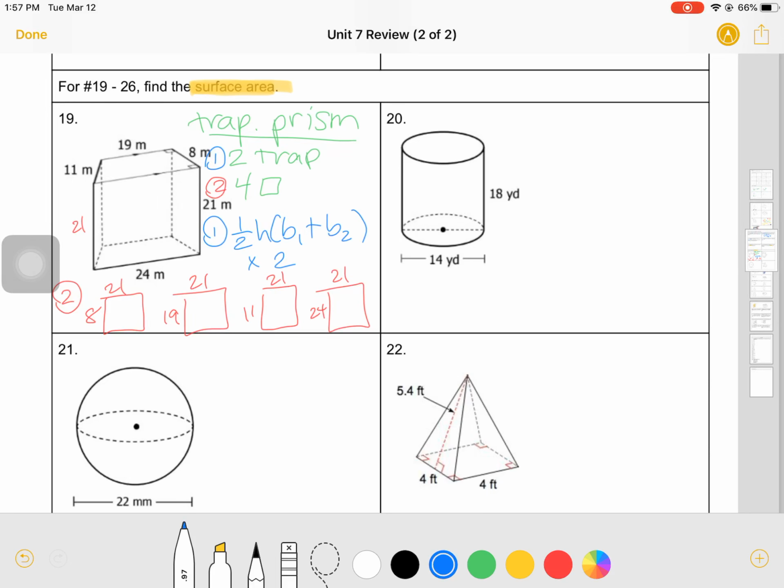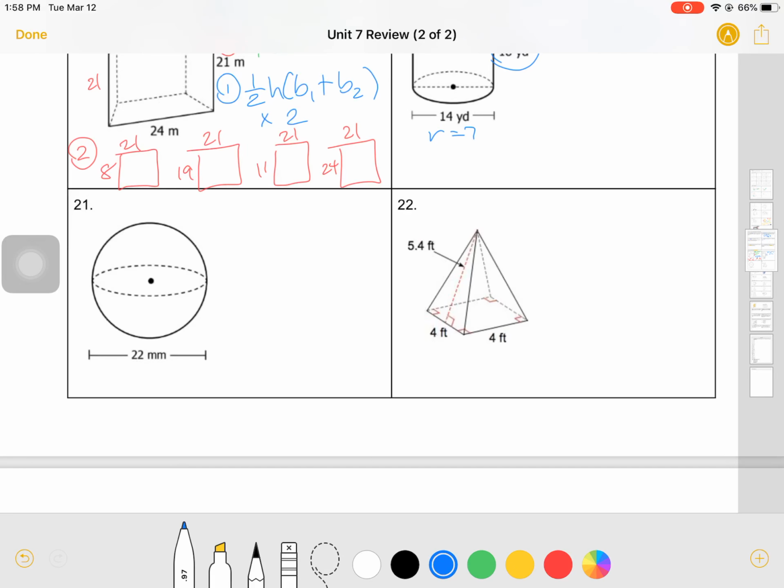On number 2, this is a cylinder, so we have a formula for this. 2 pi r squared takes care of the circle on top and the circle on bottom. 2 pi r h takes care of that rectangle wrapped around. So here your radius is 7, your height is this 18, and you'll just plug that in.